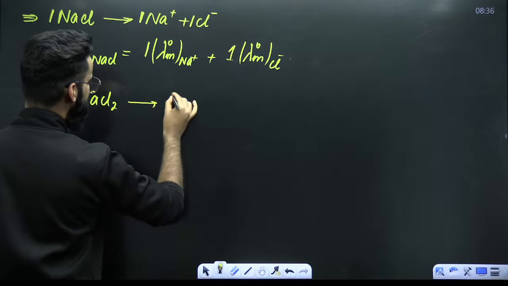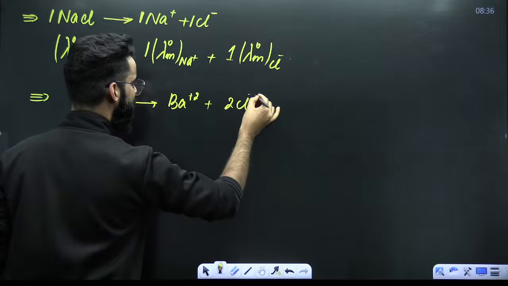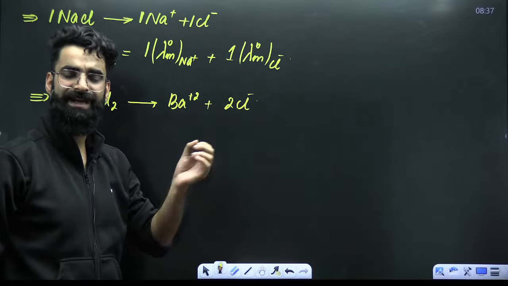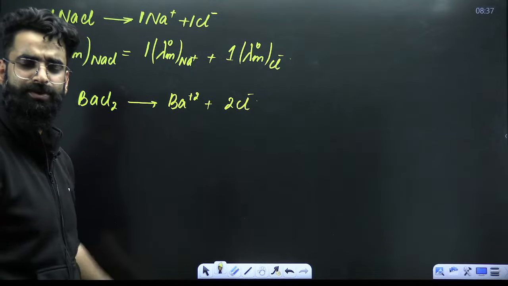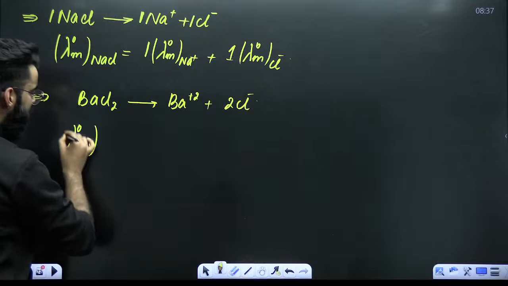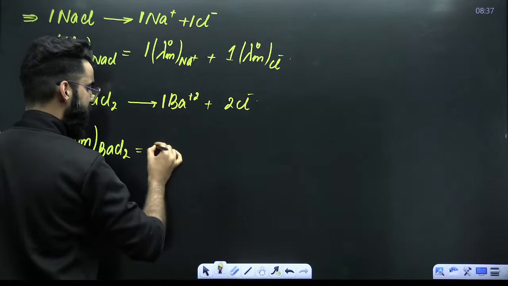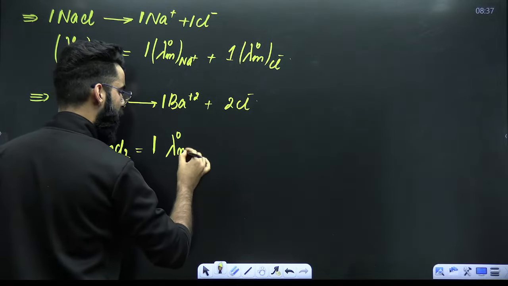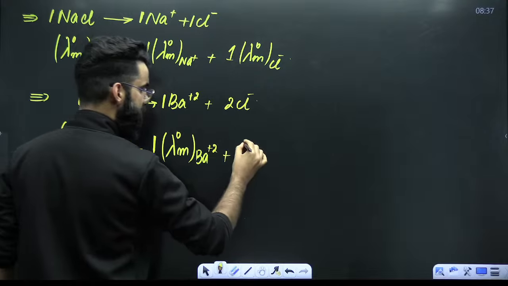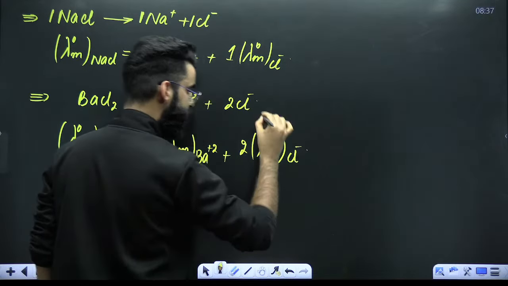At infinite dilution, BaCl2 would first of all have got completely dissociated into its ions, right? And at the same time, the force of attraction between the oppositely charged ions at infinite dilution will be 0, so these ions will be moving freely. Now, as per Kohlrausch's law, lambda naught M of BaCl2 will be equal to 1 multiplied by lambda naught M of Ba di positive plus 2 multiplied by lambda naught M of Cl negative. Correct?